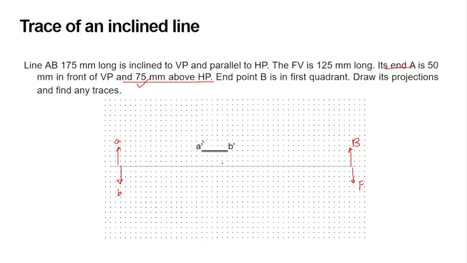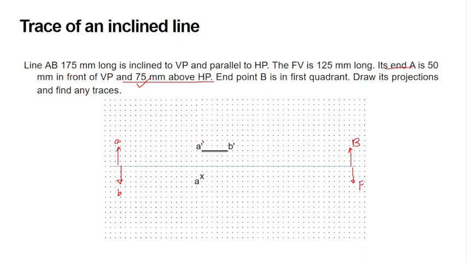Then similarly, the length of front view is 125 given. So 1, 2, 3, 4, 5. We can draw a line. Point A is 50 mm in front. So in front is below direction. So 1 grid, 2 grid. So this is going to be D.